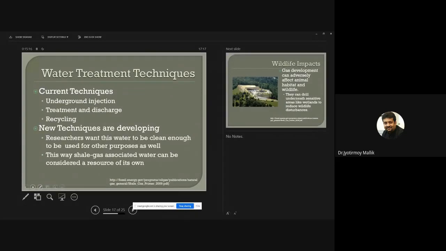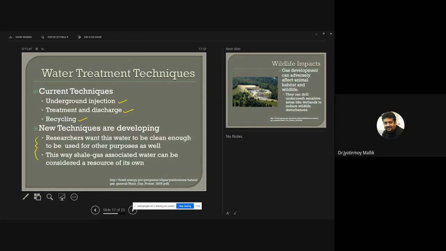So, water treatment techniques. Current techniques are like underground injection, treatment and discharge, and recycling. And there are new techniques that are developing, and the environmentalists, for example, those amongst you who want to work in water pollution, as far as environmental science is concerned, these are the new areas for research.